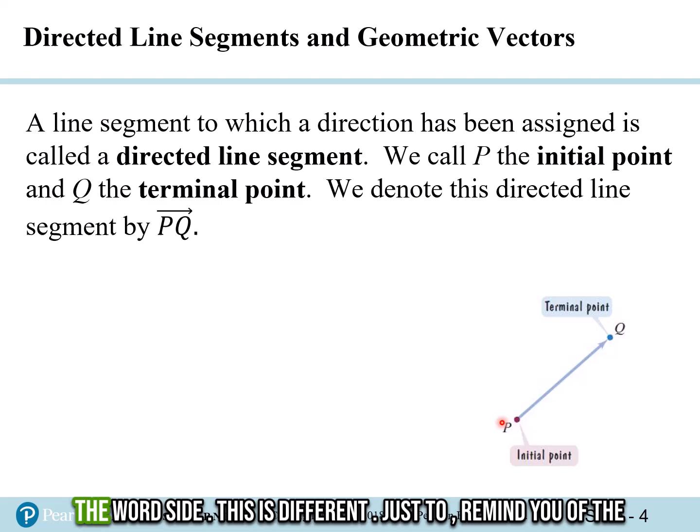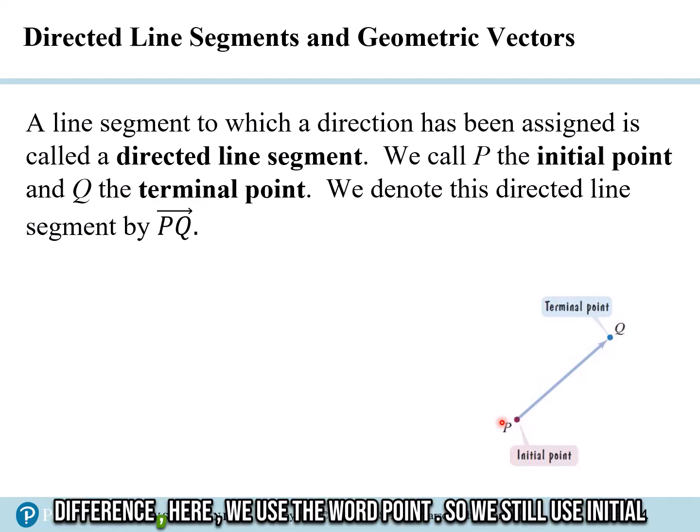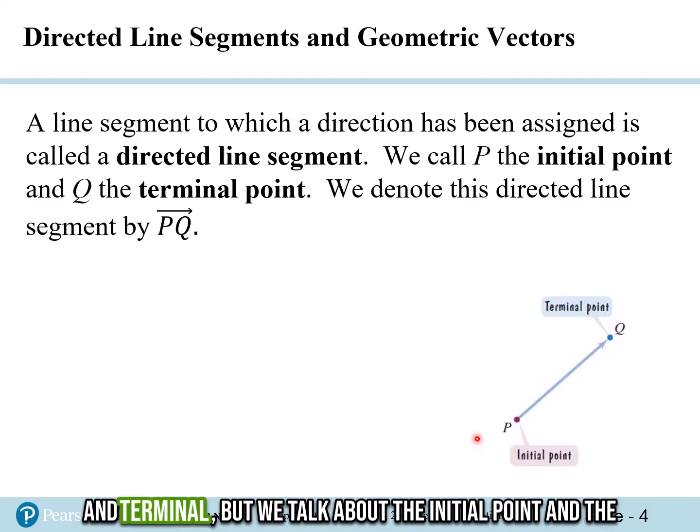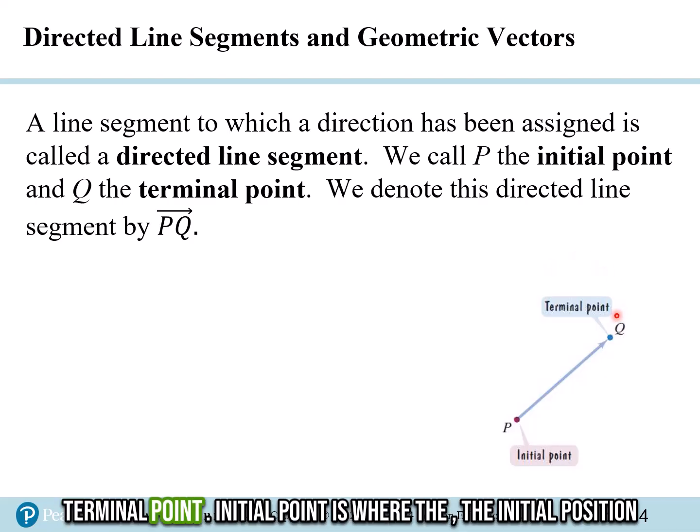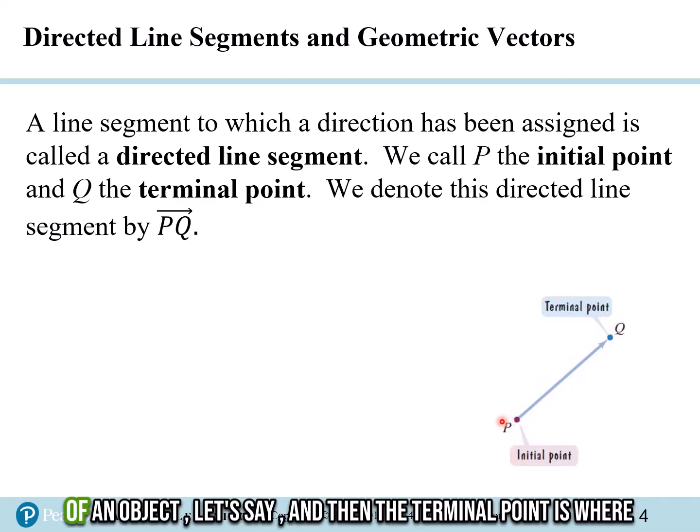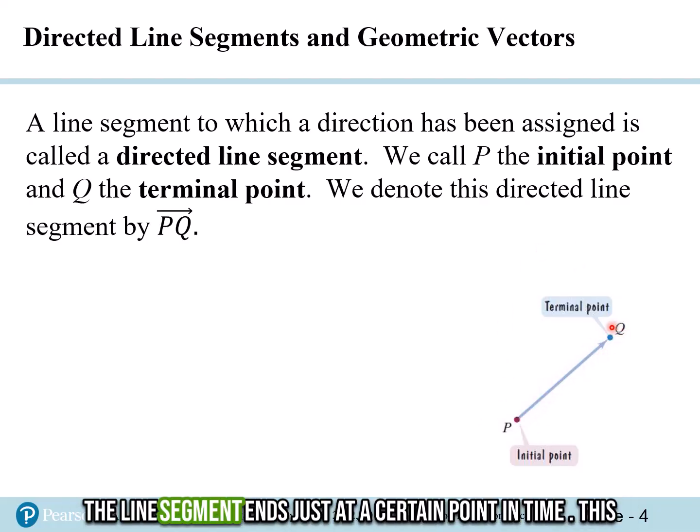There we were using the word side. This is different. Just to remind you of the difference, here we use the word point. So we still use initial and terminal, but we talk about the initial point and the terminal point. Initial point is the initial position of an object, let's say, and then the terminal point is where the line segment ends at a certain point in time.